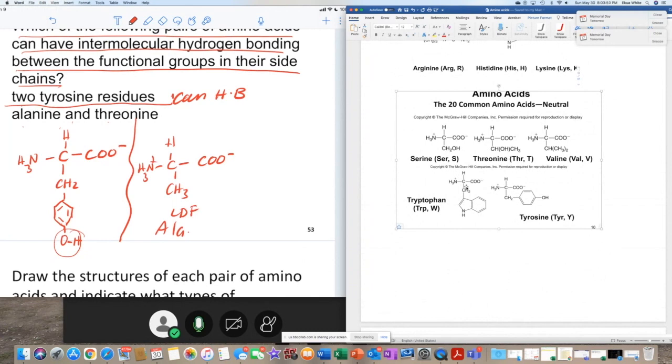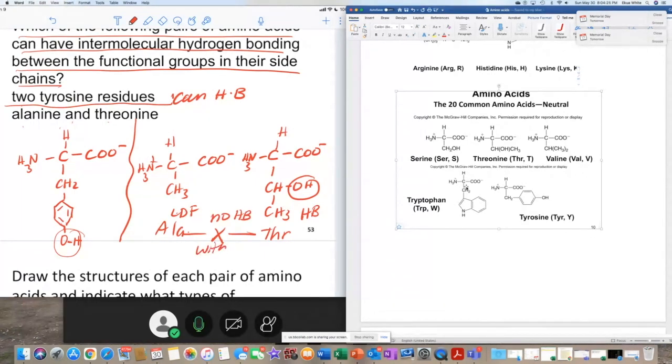Threonine. I don't see them hydrogen bonding with each other, because while threonine has the ability to hydrogen bond with something, this is LDF, right? So CH, I have an OH here, and I've got a CH3. Yeah, this one can hydrogen bond, but it cannot hydrogen bond with alanine. So this is THR. These cannot hydrogen bond with each other. No hydrogen bond with each other.